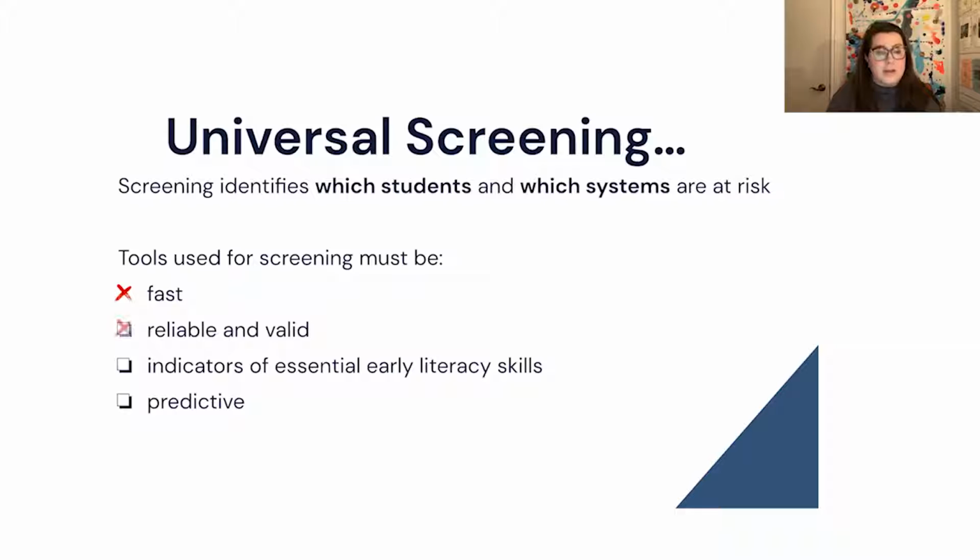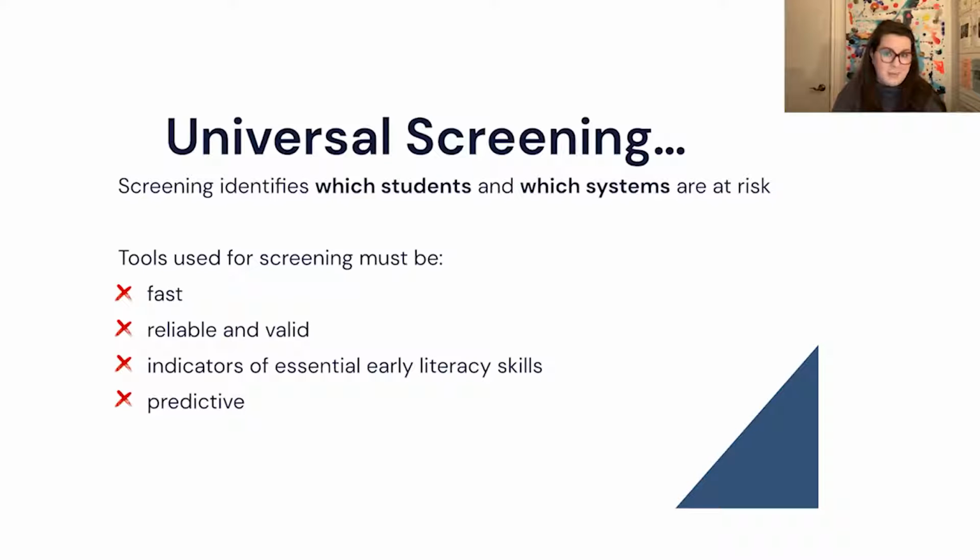Are they reliable or valid? No. We know that there's high variability between the different text levels. We know that they are not as evidence-based as many of the curriculum-based measures out there. Are they indicators of essential early literacy skills? No. Think again to that link and that philosophical grounding in three-cueing, where we're giving students patterned books and analyzing which cues they're using. And are they predictive? No.